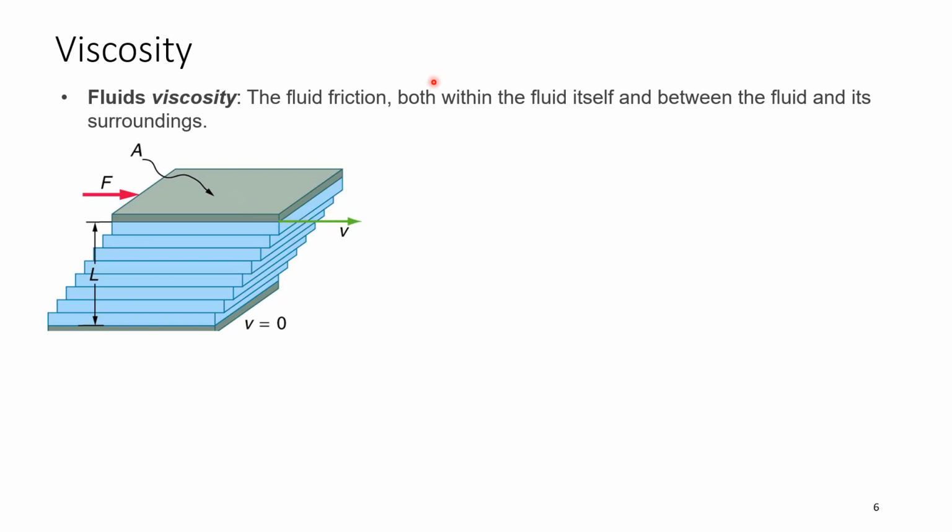Care is taken to ensure that the flow is laminar, and it is found that the force F required to keep the top plate moving at a constant velocity v depends on four factors: the velocity v, the area of the plate A, the distance between the plates L, and the coefficient of viscosity, eta. So we have the fluid viscosity, eta, equals FL over vA.